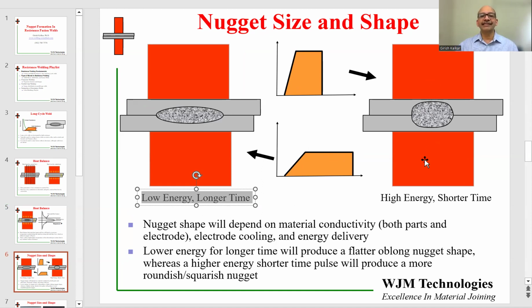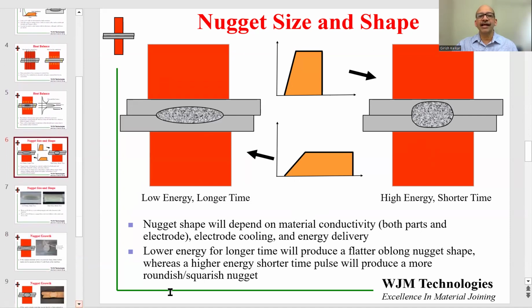Again, keep in mind that these things which happen in the nugget are not linear. So it is not that when you increase the energy, say increase the time, that means the nugget will only grow in the horizontal direction. It will also grow a little bit in the vertical direction, but the horizontal direction will be the dominant one. So depending on how you send the energy, you can change the shape of the nugget. And let's see what are the repercussions for that.